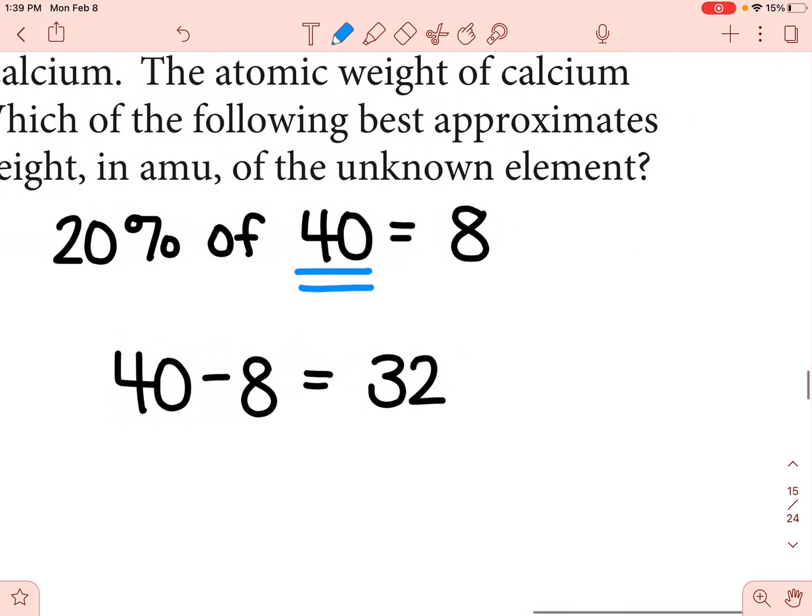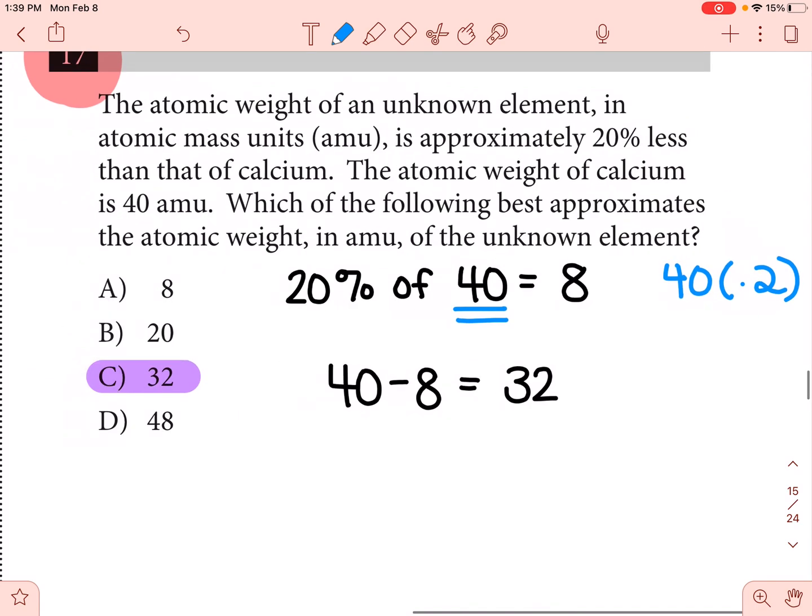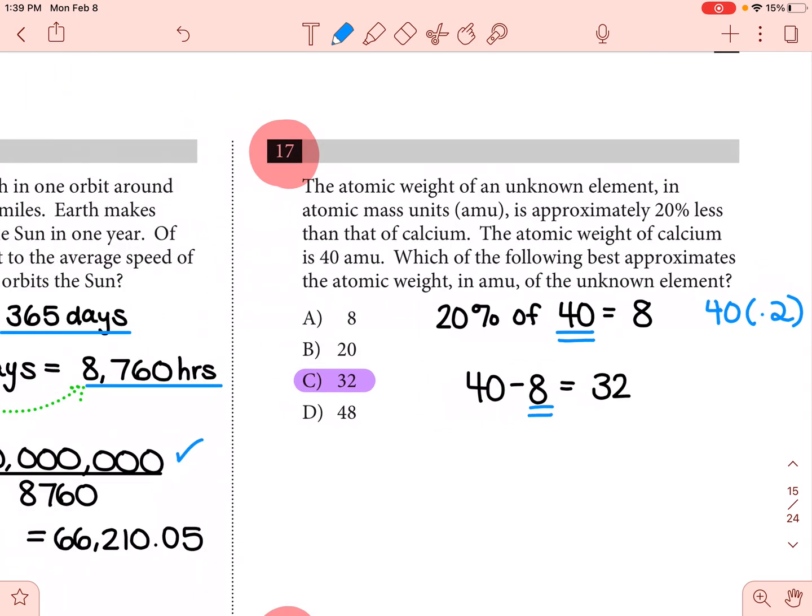How did I do that? Well, I could take 40 times 0.2. That's one way to do it. The trick I do is I take the decimal, move it over one spot, that's 10%, and then double it. That's how I also tip at restaurants. So 20%, move the decimal over, double it. That's where we get 8. And it's 20% less than that 40. So I actually have to take that answer and take 40 minus that answer, and that's where we get the answer of 32.